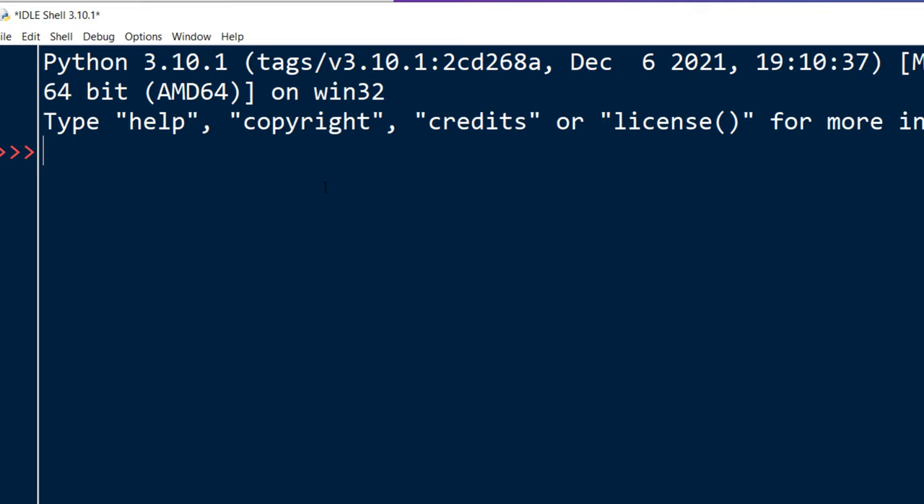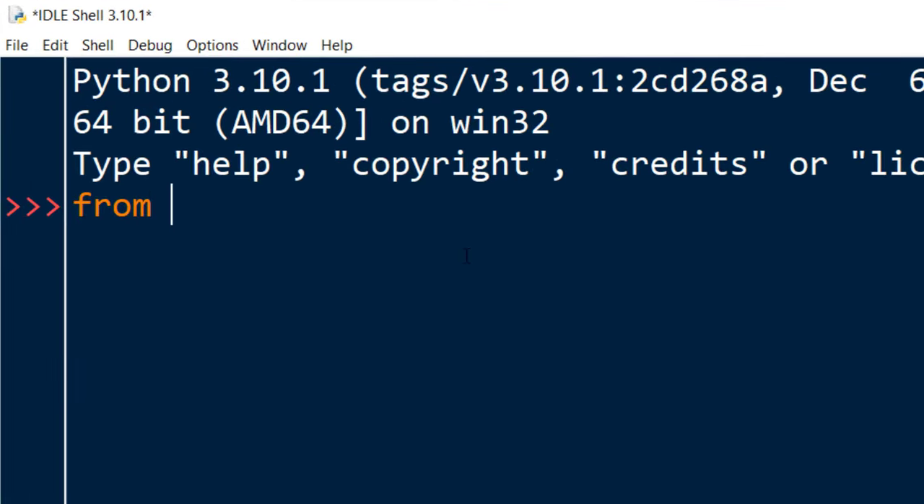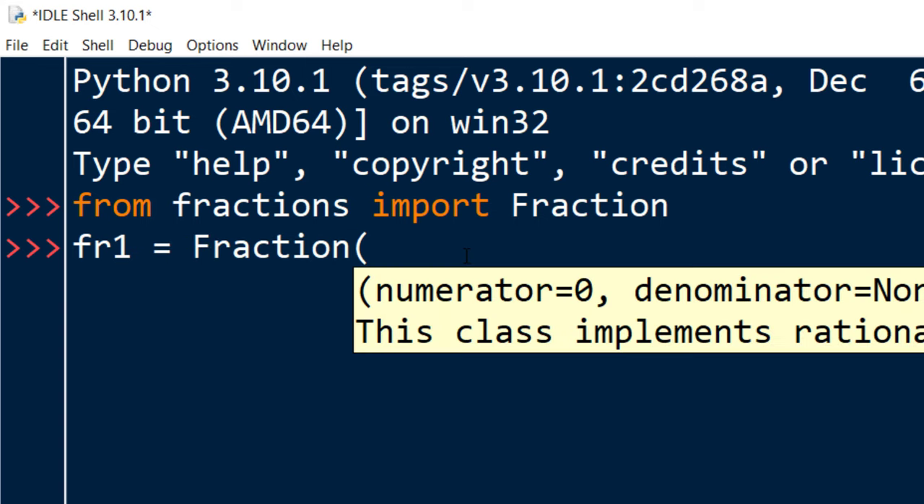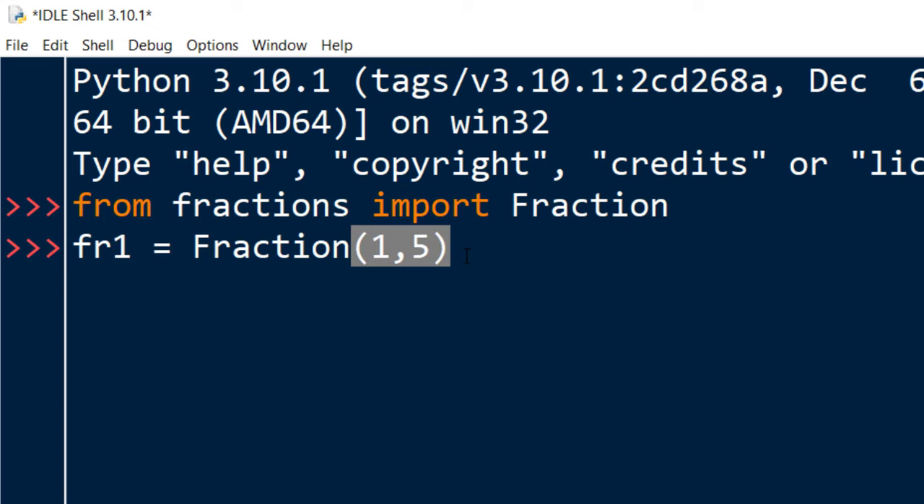To create fractions, first we need to import the Fraction type. So I'm gonna type from fractions import the type called Fraction. I'm gonna create the first fraction. This Fraction type wants two arguments from us. First is gonna be the numerator and the second one is gonna be the denominator.